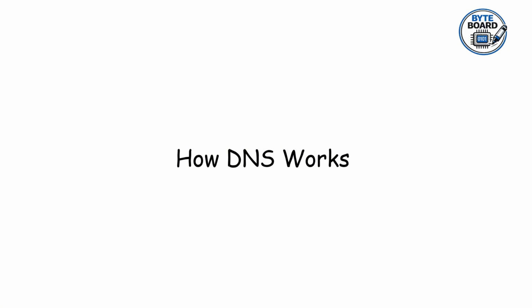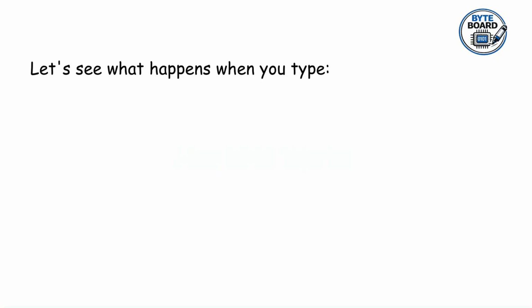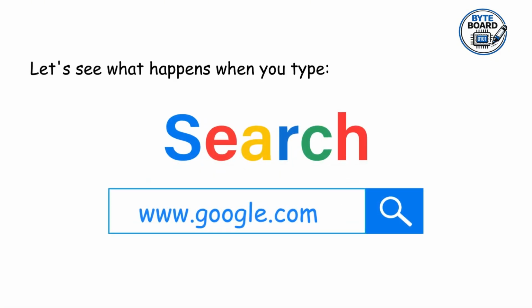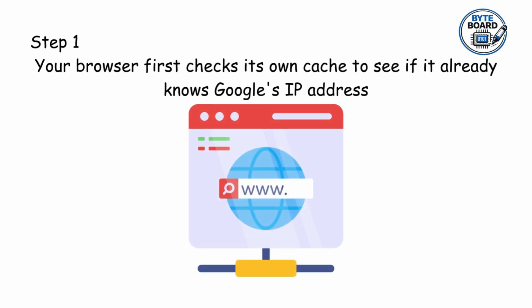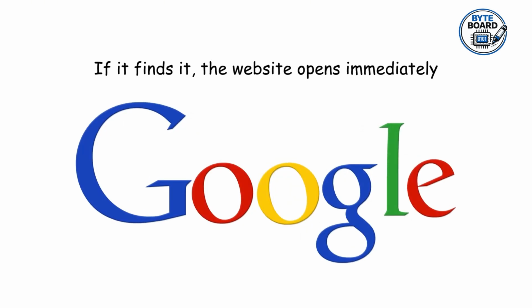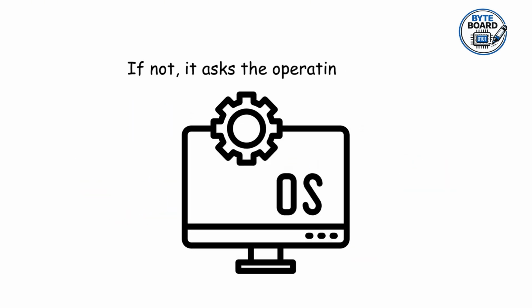How does DNS work? Let's see what happens when you type www.google.com into your browser. Step 1, you type google.com and press enter. Your browser first checks its own cache to see if it already knows Google's IP address. If it finds it, the website opens immediately. If not, it asks the operating system.